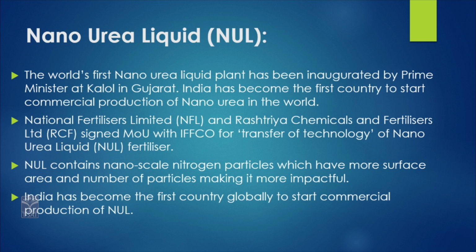So, NUL means nano urea liquid, which contains nanoscale nitrogen particles that have more surface area and number of particles, making it more impactful. The very important thing here: why are you using nano urea? Nanoscale nitrogen particles have the maximum surface area when you compare them with general nitrogen particles. This is one more important significance. India has become the first country globally to start commercial production of NUL. So, this is the thing here.